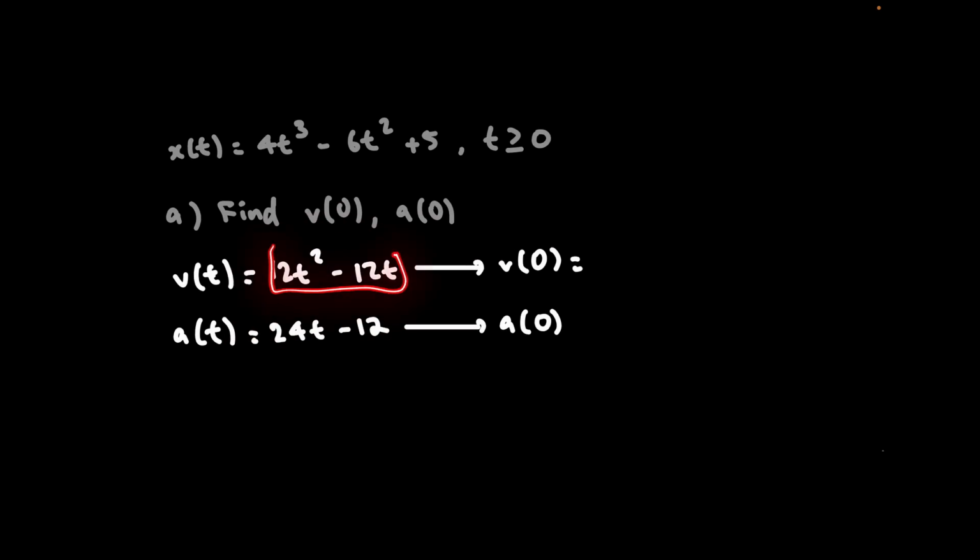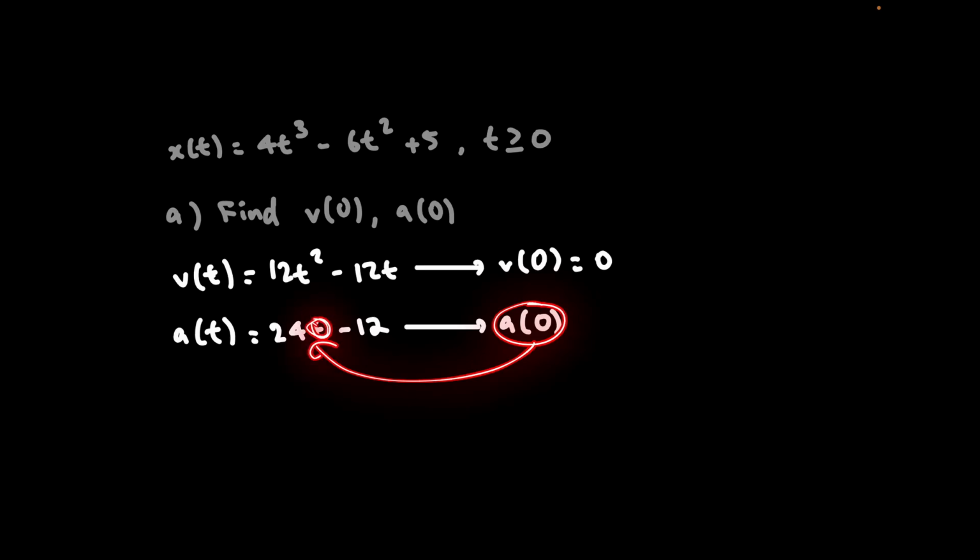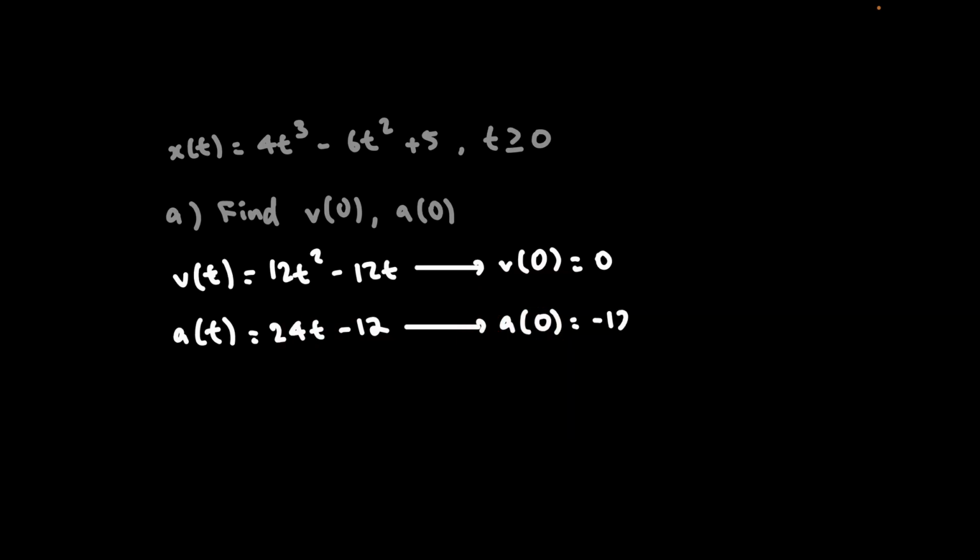When we sub 0 into this equation here, we get that the velocity is simply going to equal 0. And the acceleration when time is 0, if we sub in t equals 0 here, is going to be minus 12. And for the purpose of this question, time is in seconds and position is in meters. So the velocity when time equals 0 is 0 meters per second, and the acceleration is minus 12 meters per second squared. So that's how you do part A.